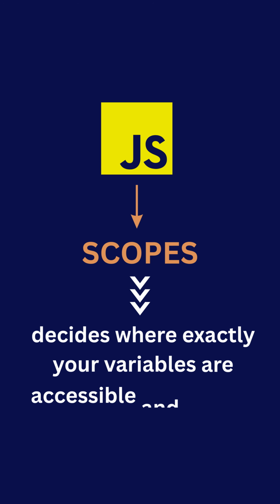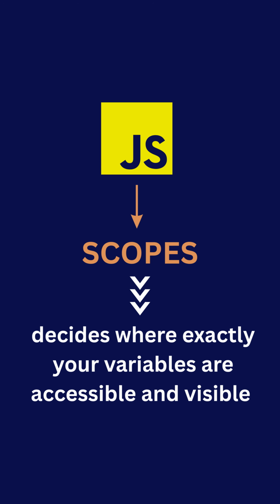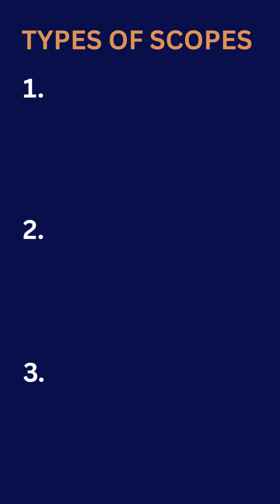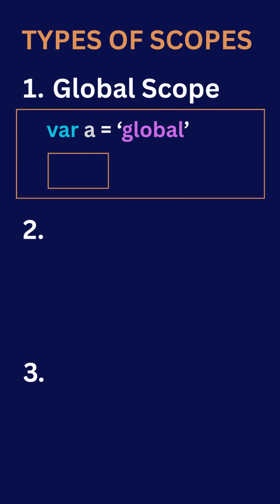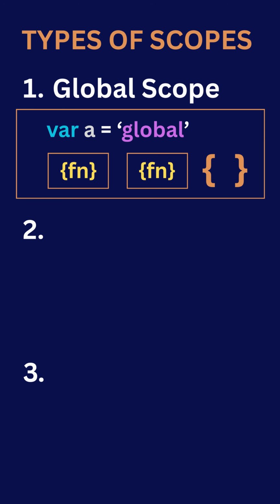In JavaScript, scope decides where exactly your variables are accessible and visible. So to understand it, there are three basic types of scopes in JavaScript that you need to know in which the variables can be in. Number one, global scope. Variables declared outside any function or block are in a global scope. They are accessible from anywhere and everywhere in your JavaScript program, including inside or outside functions and blocks.